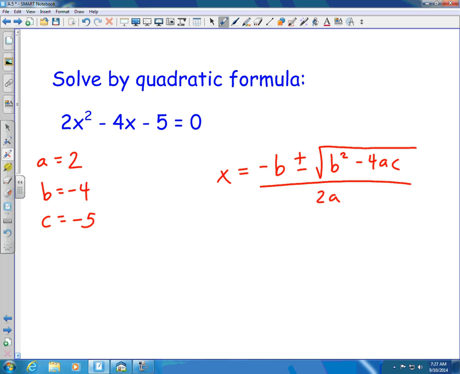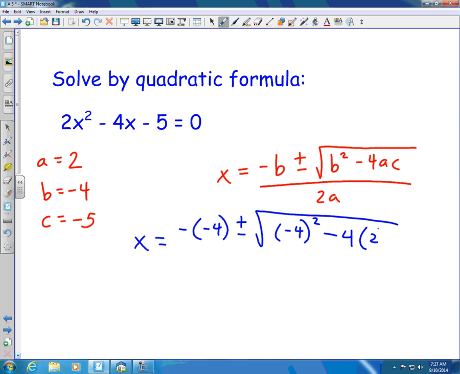So we're going to plug all those values into our equation. We're going to get x equals opposite of b, so that's opposite of negative 4, plus or minus the square root of negative 4 quantity squared, so make sure you put the negative 4 in parentheses, minus 4 times 2 times negative 5, and the whole thing has to be over 2 times a. That's over 2 times 2.